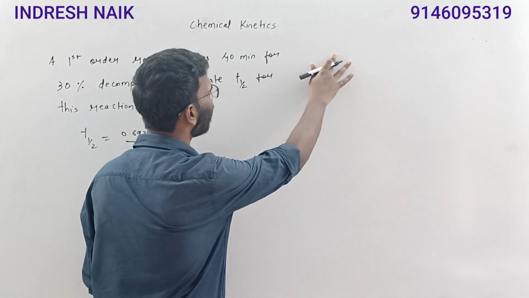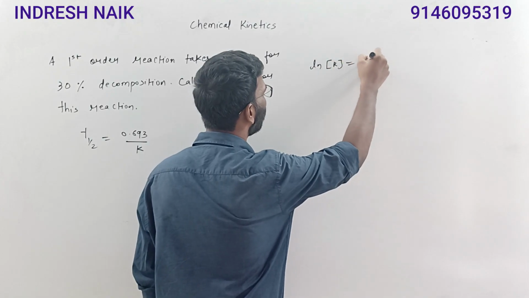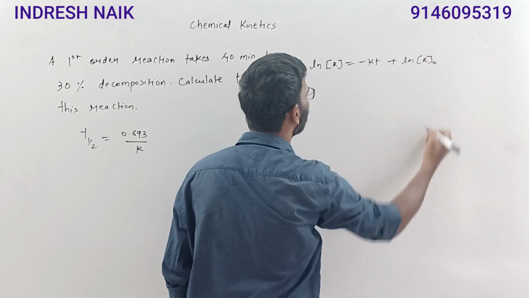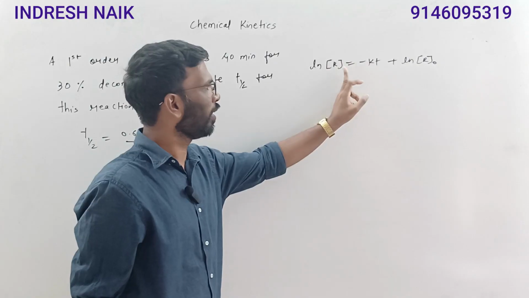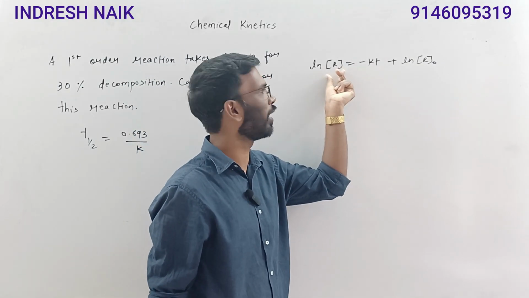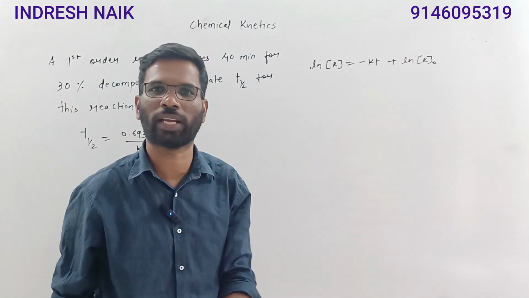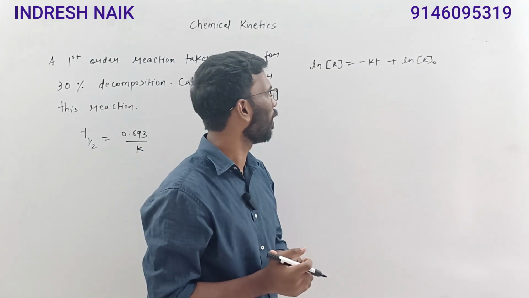See, what is the integrated rate law expression we are having? We are having ln of R is equal to minus kt plus ln of R0, right? R is the concentration of the reactant at time t. With time this concentration of the reactant will be less than the initial concentration. This R0 is the concentration at zero time, that is the initial or maximum concentration of the reactant.